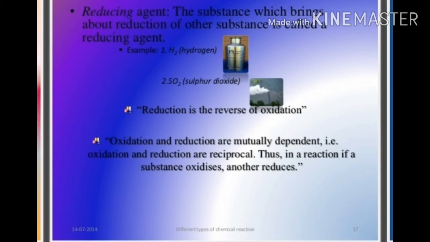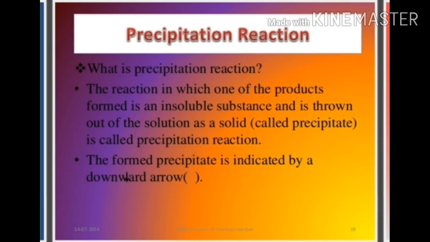Now oxidation and reduction are mutually dependent processes. Oxidation and reduction are reciprocal processes. Thus, in a reaction, if a substance is oxidized, then another substance is reduced. So both oxidation and reduction take place simultaneously in a chemical reaction. And so, oxidation reduction reactions are called redox reactions.